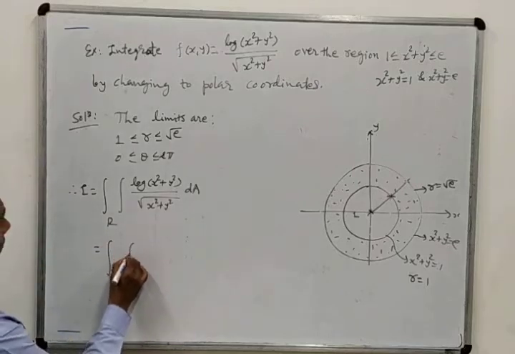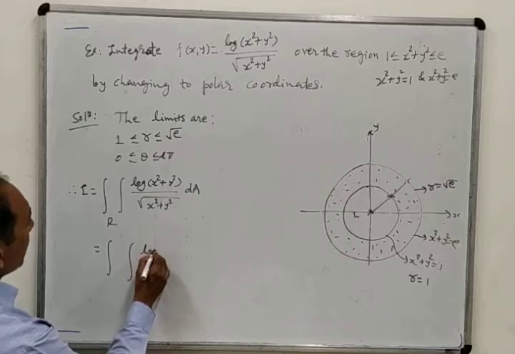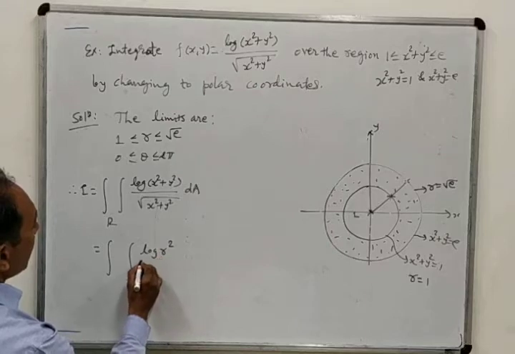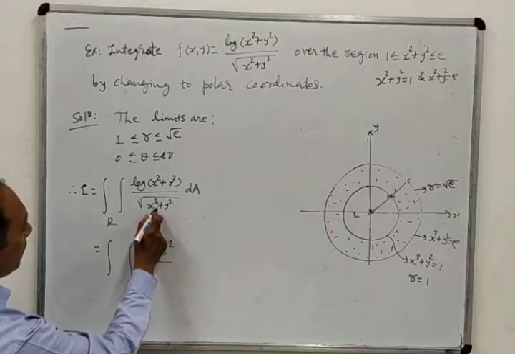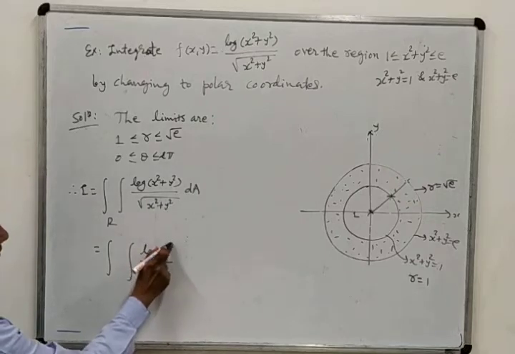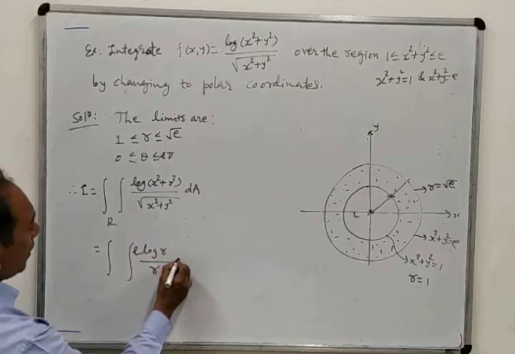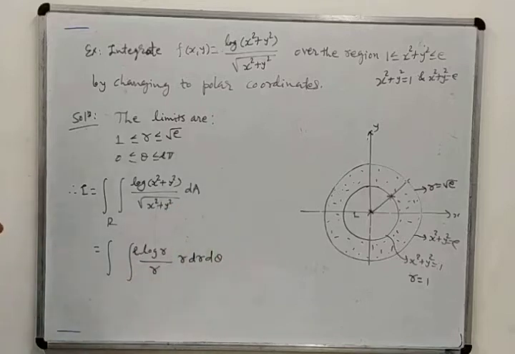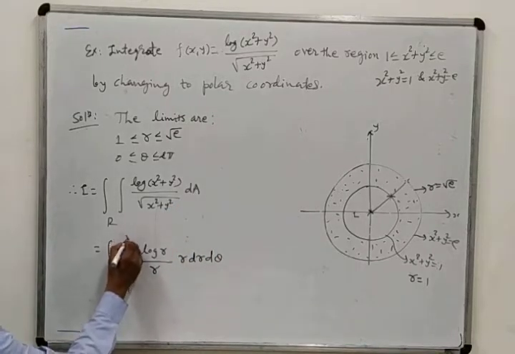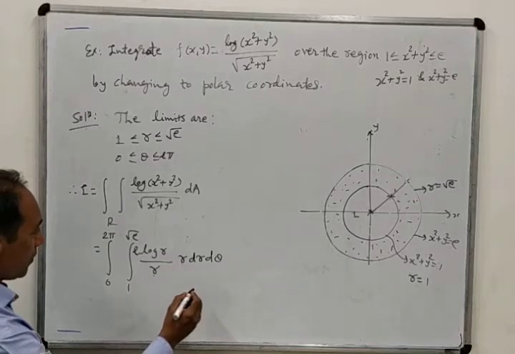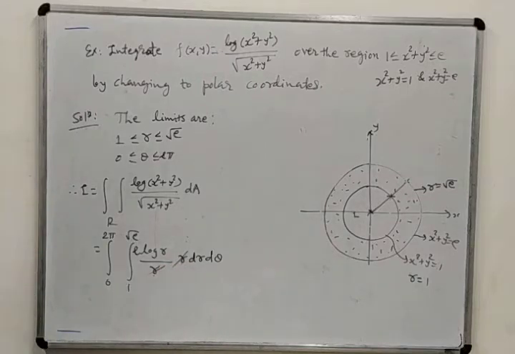And now by converting this into polar form, what will happen? Here x square plus y square equal to r square. And this is also x square plus y square equal to r square, square root, so r. And this log of r square, we can also write as 2 log of r. And this dA is what? dA is r dr d theta. And the limits are 1 to root e and 0 to 2 pi. Okay. So this r and r will be cancelled.